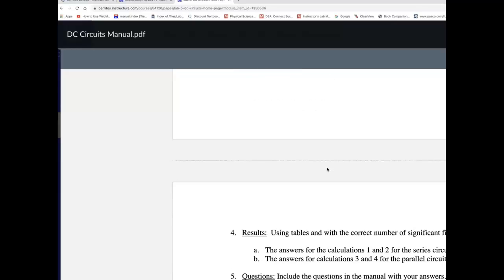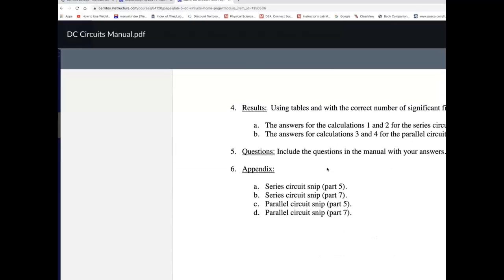I'm gonna talk about these. Results using tables and with the correct number of significant figures, you should list your results. Okay, the answers for the calculations 1 and 2 for the series circuit, and the answers for calculations 3 and 4 for the parallel circuit. The questions, you are going to include the questions in the manual with your answers. You can choose different colors.